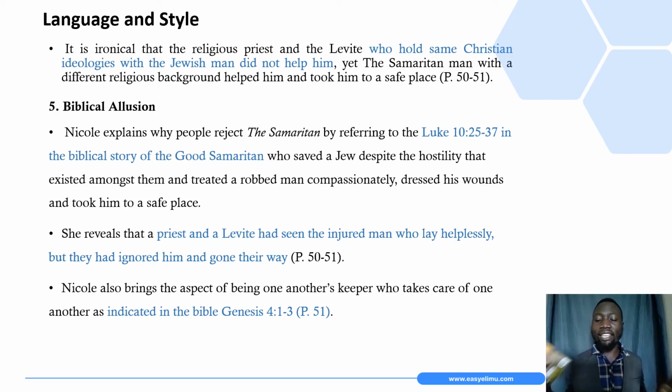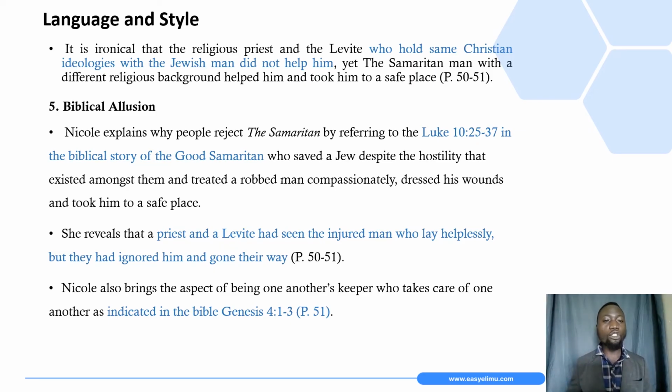It's like saying that I have a brother, so my brother is in danger. Then I call for someone who is maybe a distant relative or simply a friend or a stranger to go and help my brother. So it is ironical.